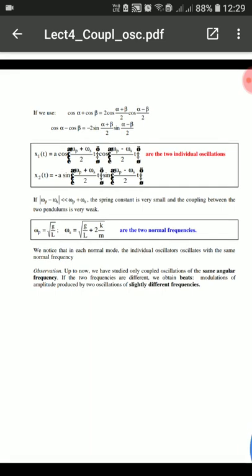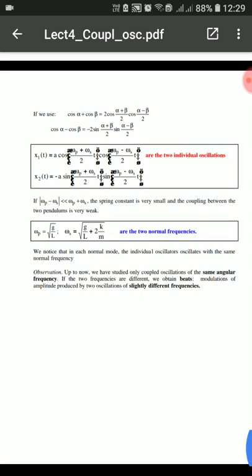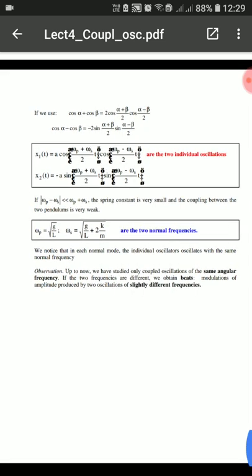If omega p minus omega s is very small as compared to omega p plus omega s, the spring constant is very small and the coupling between the two pendulums is very weak. So omega p and omega s are called the two normal frequencies. We notice that in each normal mode, the individual oscillators oscillate with the same normal frequency.